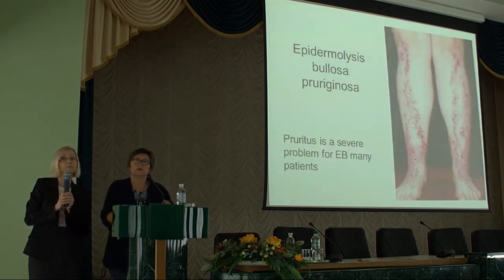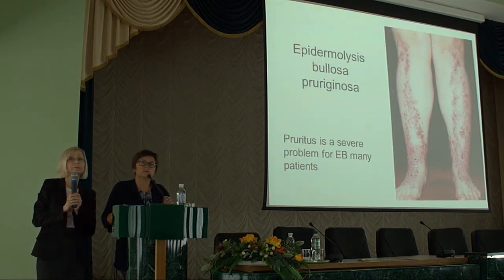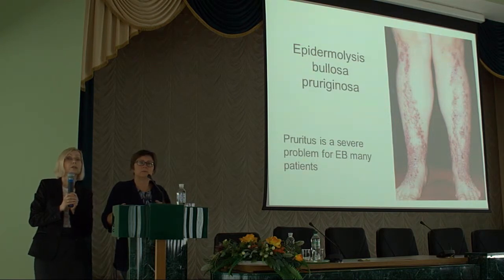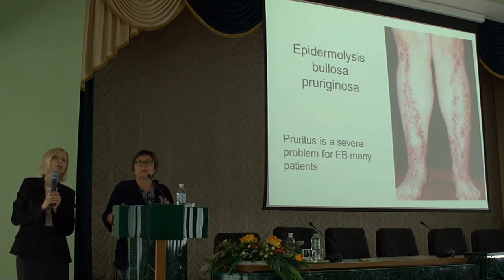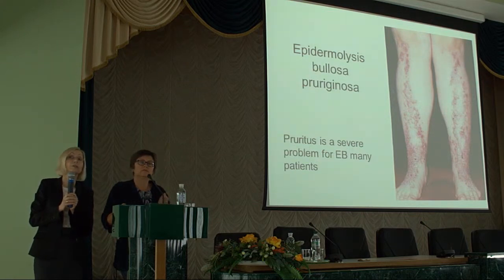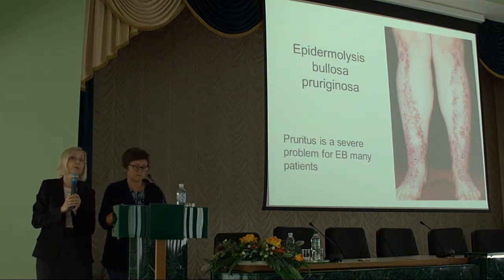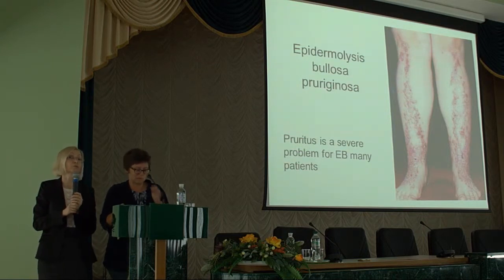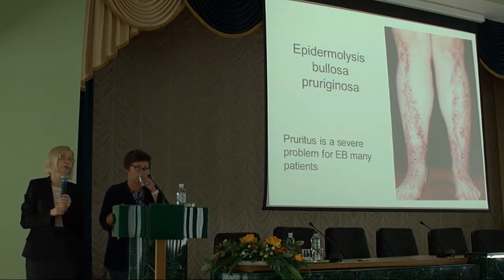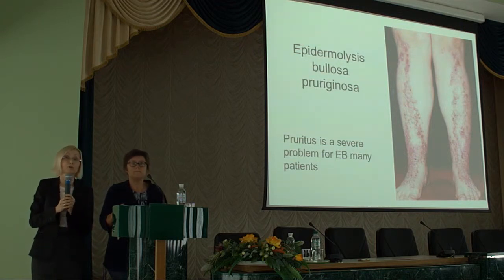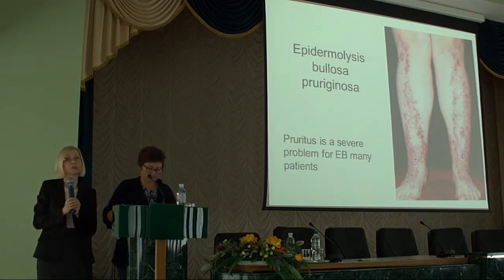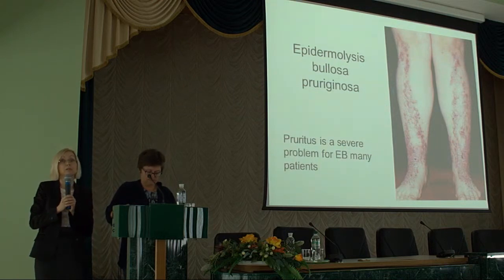This is just to show another form that is called epidermolysis bullosa pruriginosa, and then we have these pruriginous nodules and papules, particularly on the leg. And pruritus is a very severe problem for all patients with EB. It is a very big problem for our patients with epidermolysis bullosa, itching. And besides the known simplex, junctional and dystrophic forms, they even single out the so-called pruriginosa form.